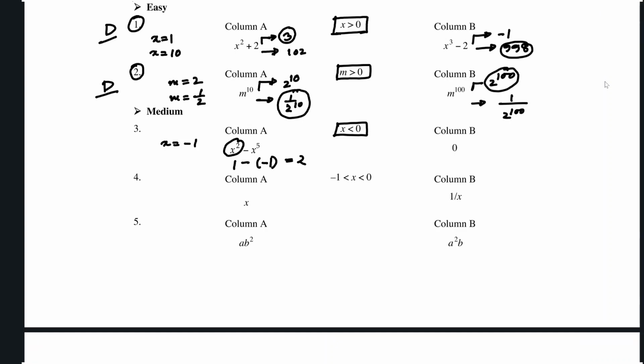So no matter what value we take, since x is a negative number, the first term would give us something positive, the second term would give us something negative, but there is a minus sign, so it will also become positive. So positive plus positive will always give us some positive number. And x cannot be 0, so column A will always have greater value than column B. So for the third problem, we'll have the answer A.